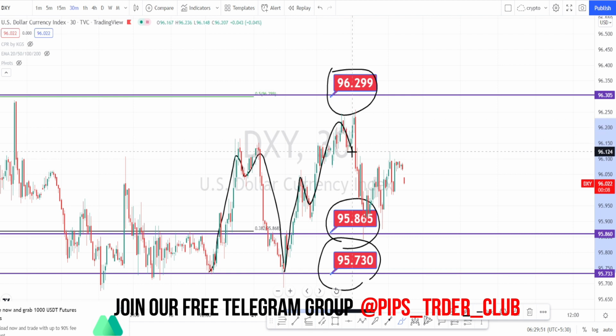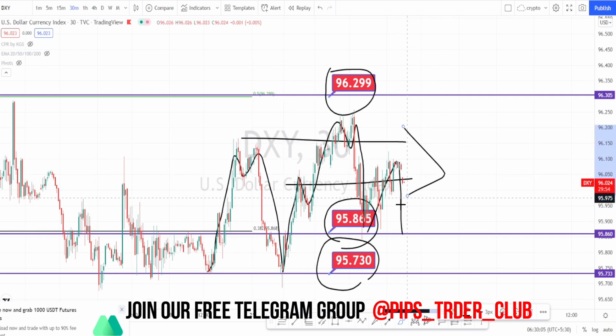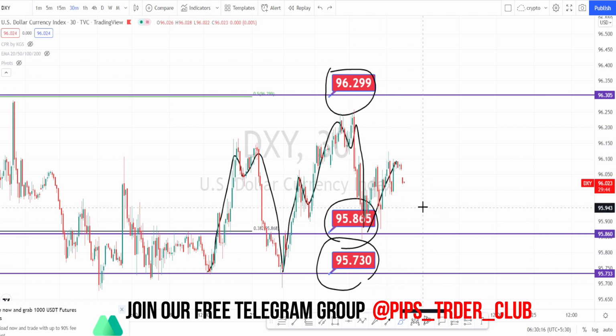Then it formed a double top pattern, then a retracement happened. Currently also you can notice that it went on a bullish trend and now it is on a retracement. So it is overall moving sideways when we analyze the dollar index movement from the 30 minutes time frame. It is a range bound market for now. Let us start with our gold analysis.